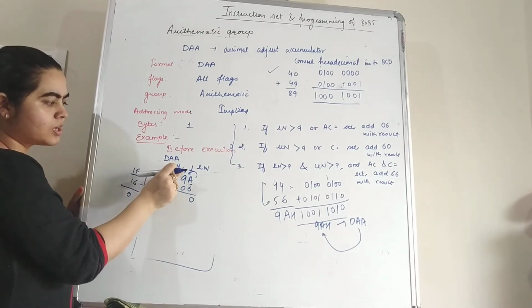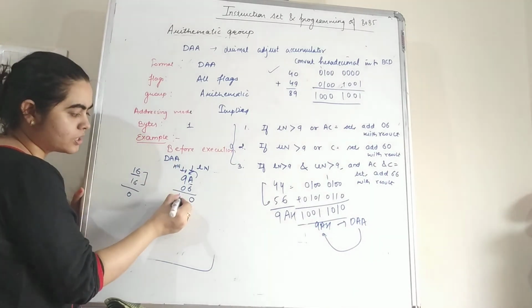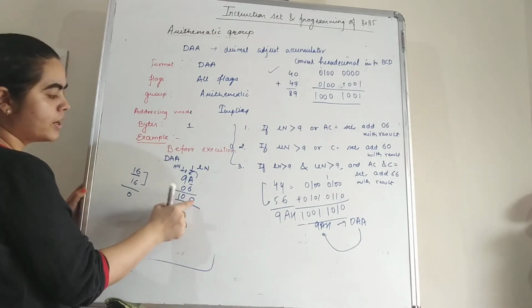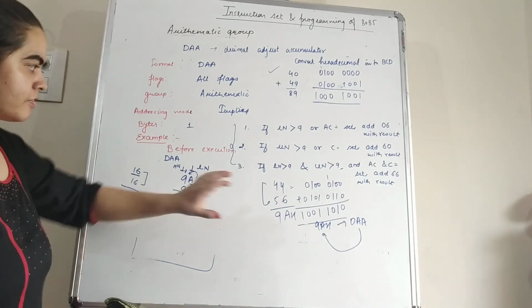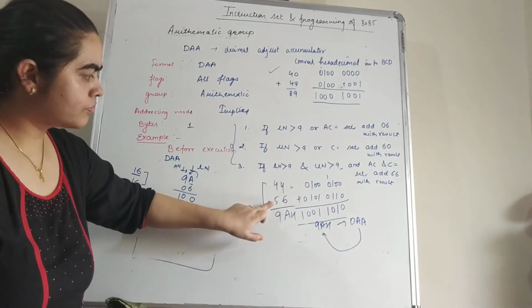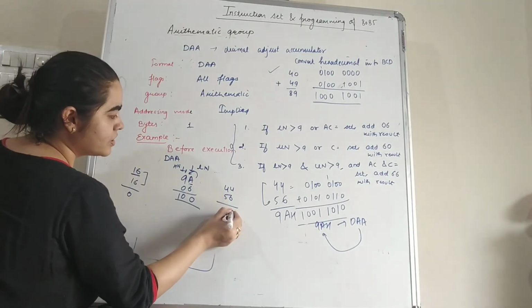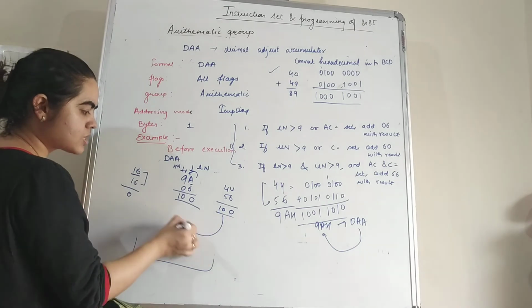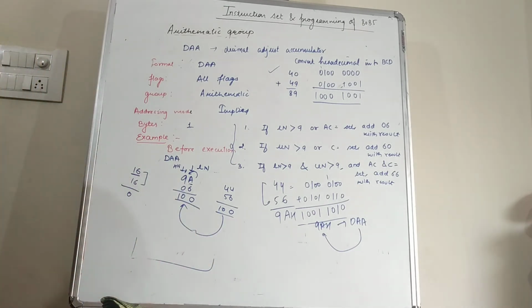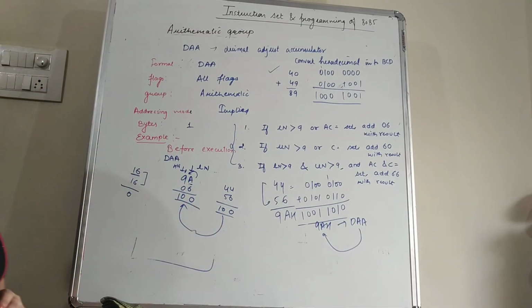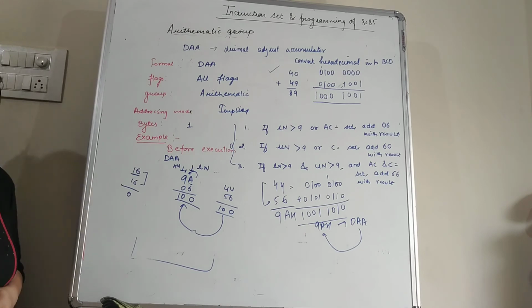Now 9 plus 1 plus 0 is 10. So we can write 100. So if we add 44 with 56, then in BCD directly we can write 100. So this is how we can convert a hexadecimal into binary.